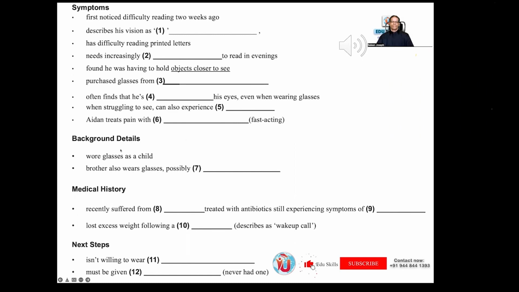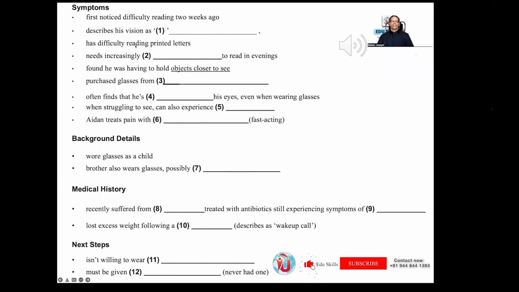Background details. Wore glasses as a child. Brother also wears glasses, possibly dash. Medical history. Recently suffered from dash. Treated with antibiotics. Still experiencing symptoms of dash. Lost excess weight following a dash. Describes as wake-up call. Next steps. Isn't willing to wear dash. Must be given dash. Never had one.